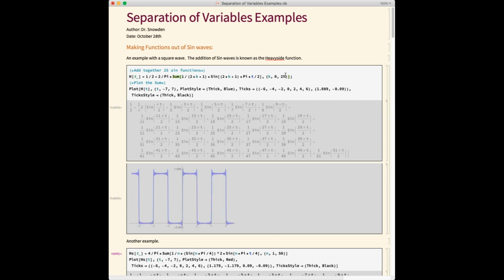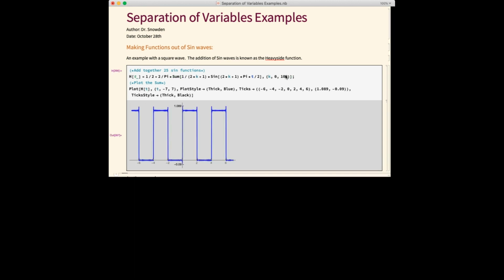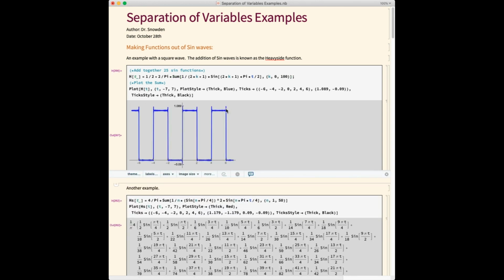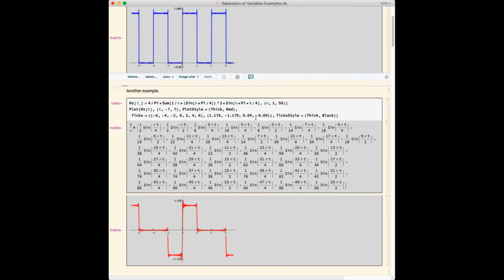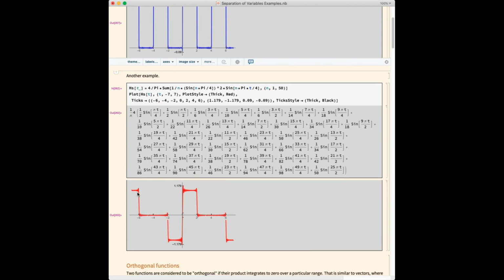I can maybe increase the number of terms and see if we can get that to look even better. Yeah, so that looks a little bit better. These little jumps at the end are what's hard to get rid of. Okay, but if I were to really add an infinite number of terms, I would get a perfect square wave. Okay, here's just another example, a slightly different waveform. Again, now we're adding 50 terms that are sine functions, and we're getting a waveform that looks like that.